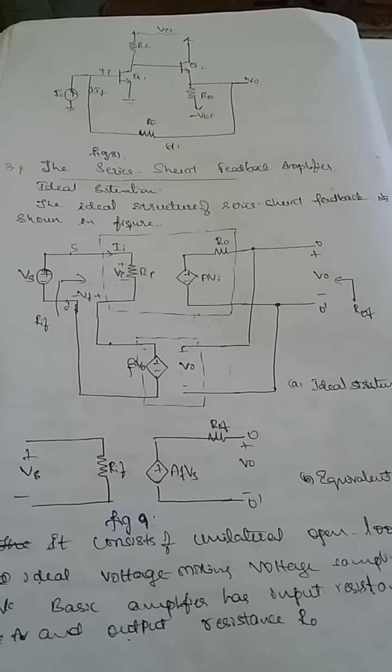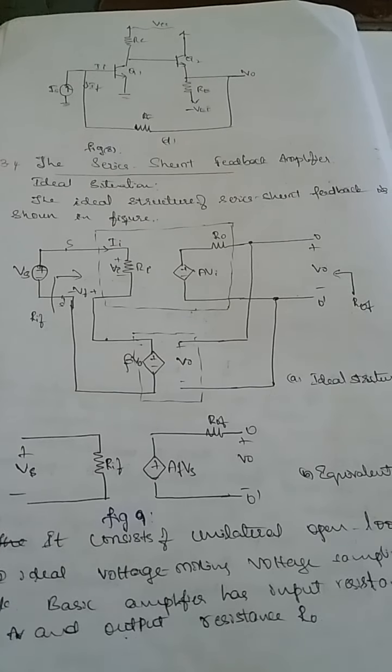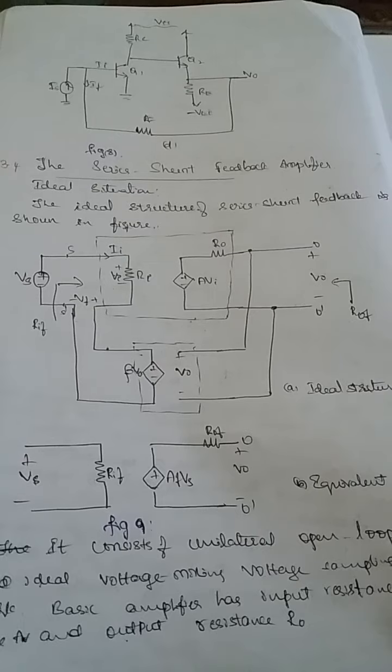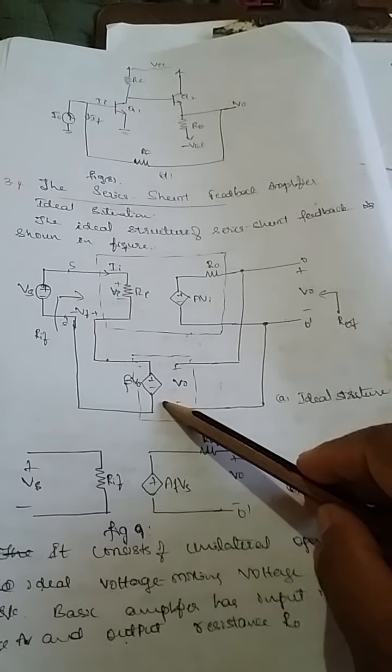Okay. Today we will discuss the series shunt feedback amplifier. So this is the block diagram we are showing. It consists of two parts: one is the basic amplifier, another one is the feedback part.